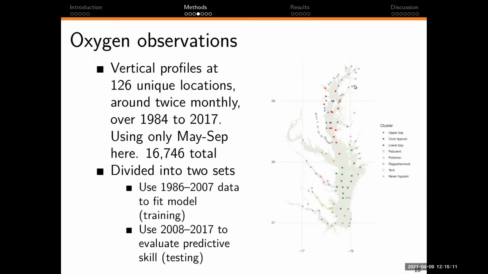So I've shown on the right here the locations of those 126 different stations. For a few slides later in this talk, I'll kind of average the predictions and average the observations over some of these regions in space. So that's shown by the colors and the shapes. For example, we have an upper bay region, the lower bay region, this kind of core hypoxic region along that deep central channel where hypoxia is most common. And then a few for the tributaries that sometimes experience hypoxia. And then the remaining regions that, at least in the training data set, never experienced water concentrations of oxygen below 2 milligrams per liter.